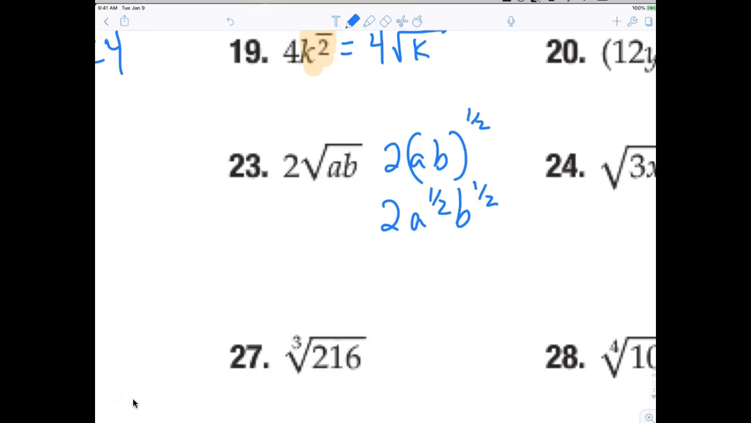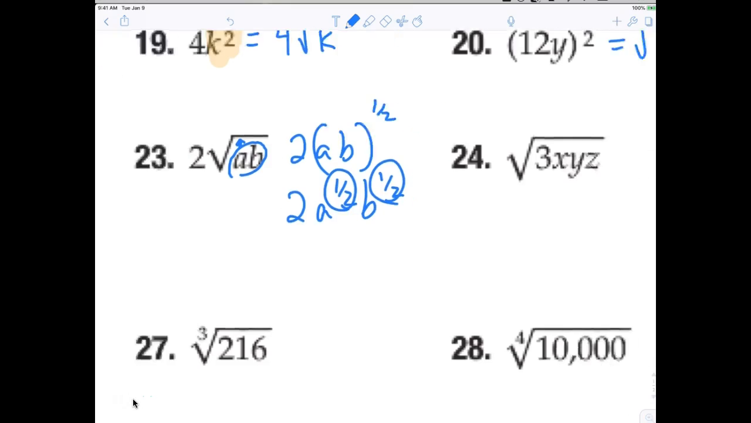Go ahead, tell me. I don't understand why. Why what? Why would A have a 1/2 and B would have a 1/2? Well, because the A and the B are under the radical. So why do they each have a separate 1/2? Well, you could just write it either way. What's under the radical means it's to the 1/2 power. So is A under the radical? Yeah. So that means A is to the 1/2 power. If b is under the radical, it's also to the 1/2 power. Okay. Or you can just write it with parentheses.